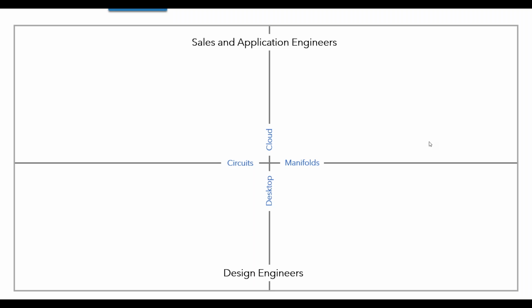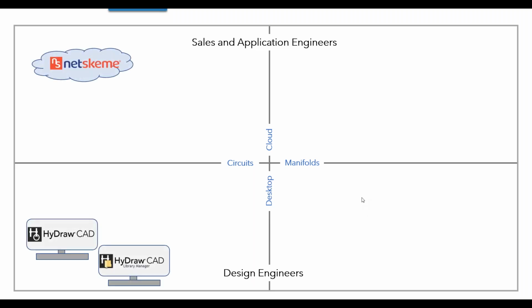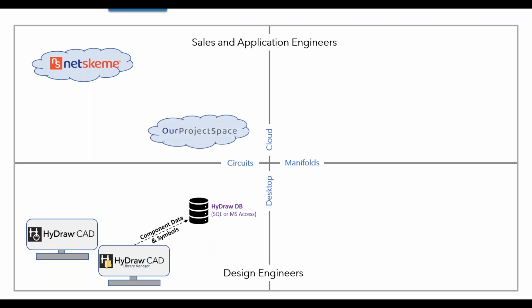Within our quadrant here, we're going to be focusing mostly on the left side today with the circuits. For our design engineers and our sales and applications engineers, we've been able to create products for the desktop and the cloud. So we have HyDraw CAD and the HyDraw Library Manager, which allows you to create your own library, either SQL or MS Access, and it can be utilized within HyDraw and fed component data. You can create symbols, you can create templates within HyDraw, and all of that information can then be fed to what is going to be called our project space.